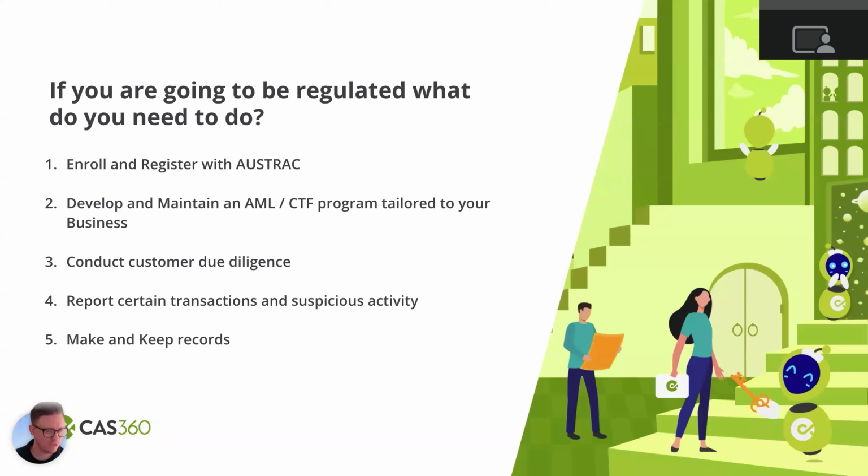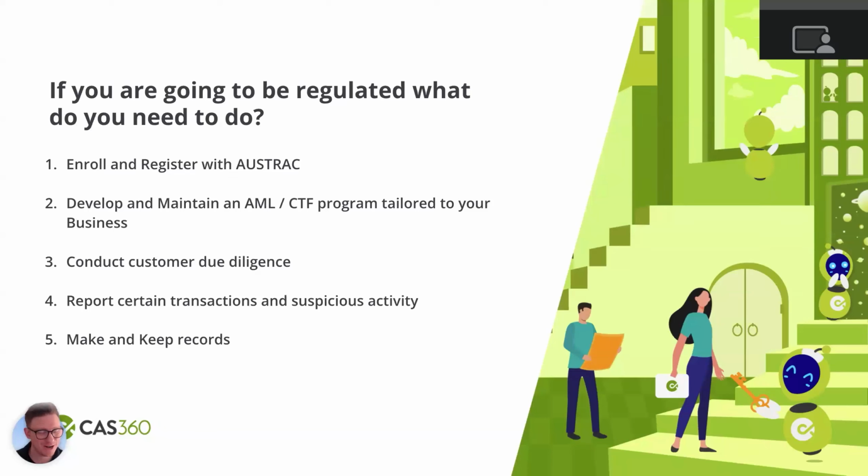So I'm going to now move on and let's make the assumption that we are going to be captured as part of the requirements. So let's have a look at what we need to do as part of those requirements. There are 5 steps. The first step here is to enroll and register with AUSTRAC.